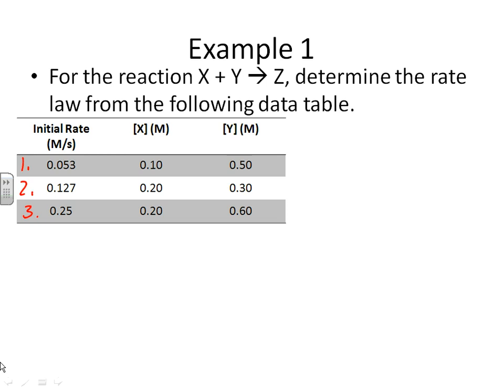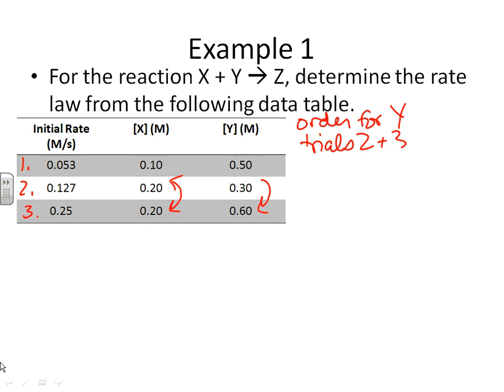When I look at this data table, the first thing I notice is trials 2 and 3, because the concentration of the x is not changing between trials 2 and 3. That means that when I'm trying to figure out the order for x and the order for y, I want to figure out the order for y first, because I can actually use what we've already discussed in class. I do have information about the x where the x is staying the same. So trials 2 and 3.